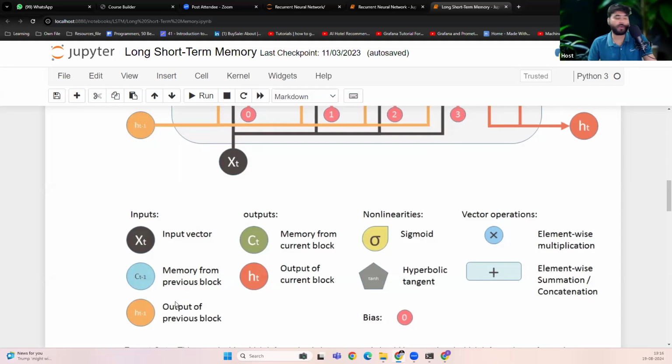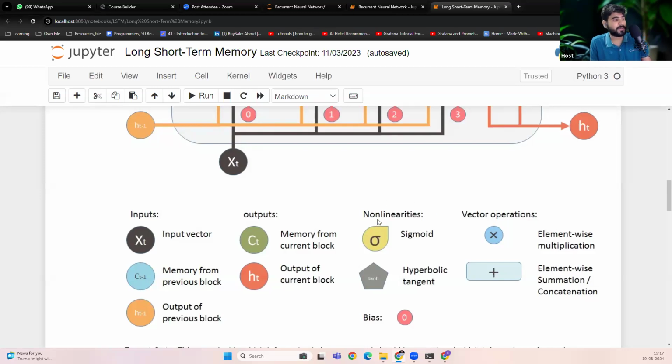So this is the simple notation that we have. h of t minus 1 means the previous output. C of t minus 1 means the previous memory block. x of t means the current input. C of t means the current memory, the memory from the current block. h of t means the output from the current block. So whenever we have t, it means the current one, and t minus 1 means the previous one.